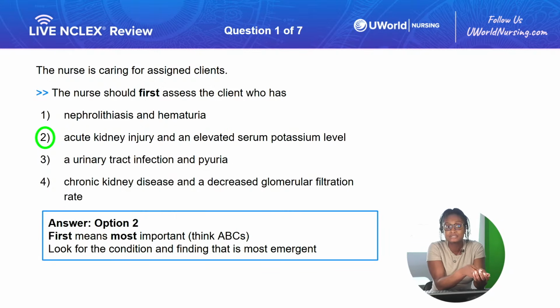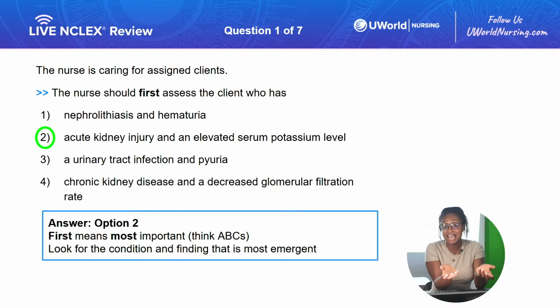Nephrolithiasis, or kidney stones, and hematuria, which is blood in the urine from that kidney stone either blocking or causing some irritation in the ureter or the urinary tract system. Option 3, a urinary tract infection and pyuria, pain and some discoloration and maybe pus in your urine. And option 4, chronic kidney disease and decreased, we're going to skip that word, filtration rate.